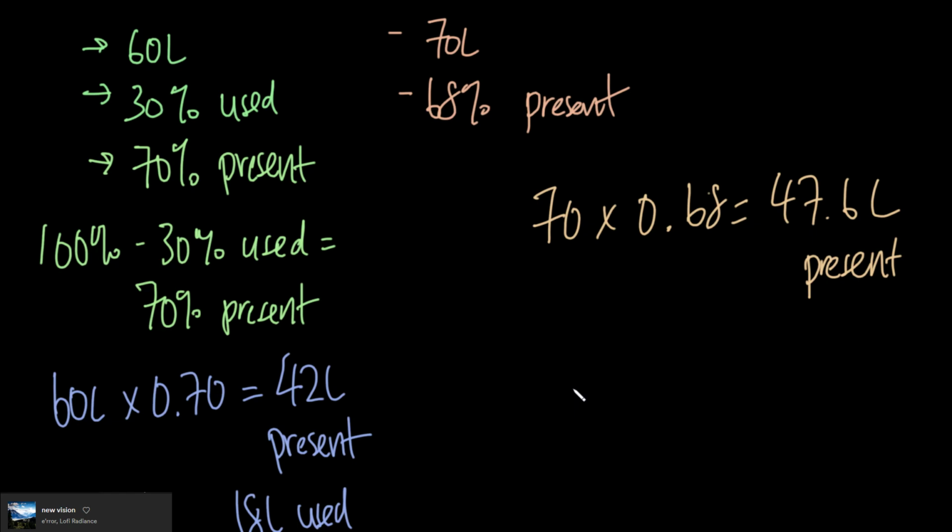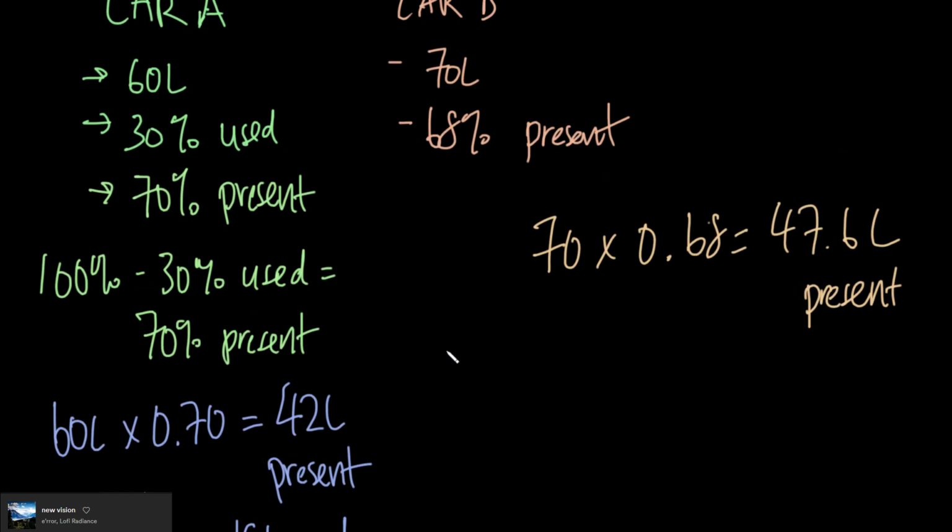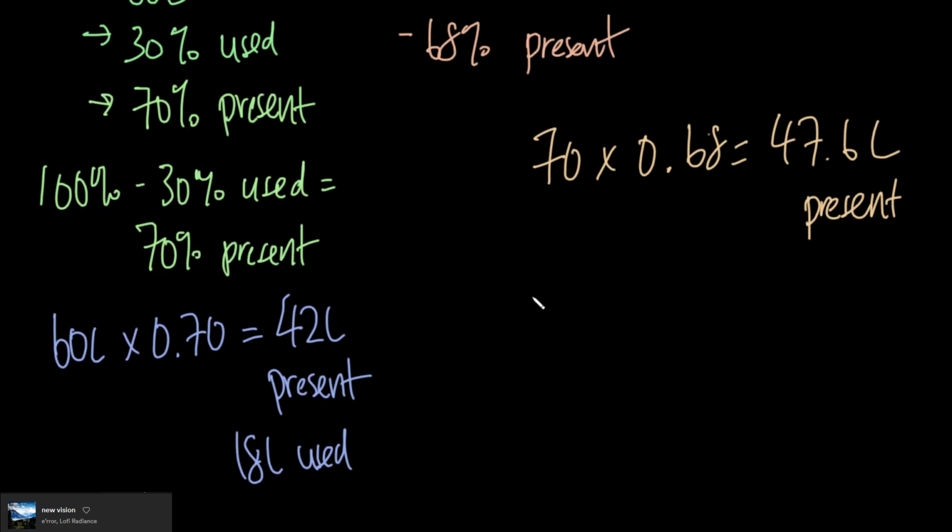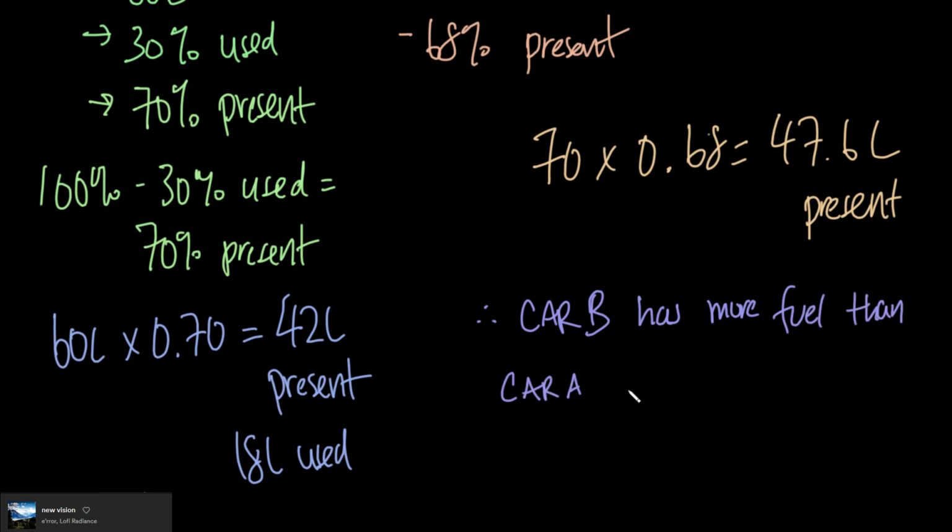Which means we can now write our answer, right? We can say that, therefore, car B has more fuel than car A. And we know this because 47.6 liters is greater than 42 liters. And that's our answer.